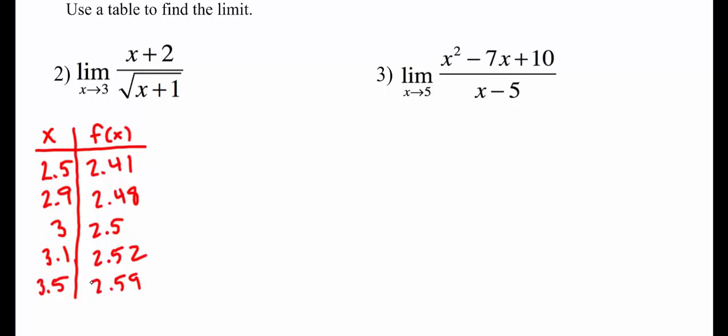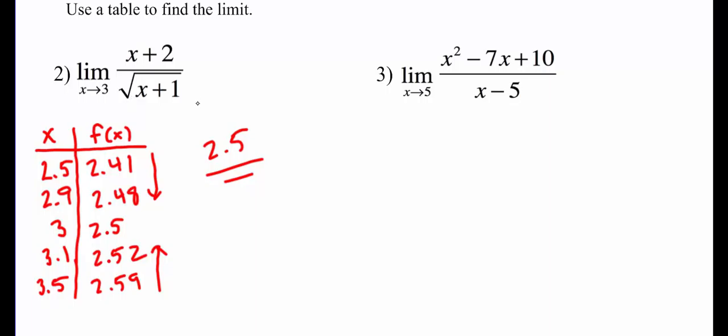Now the point of this is to say, as I approach from the right or from the left, in other words, as my x values increase, that's from the left. As they decrease, that's from the right. You can see we're headed right toward the middle here, toward 2.5. So that is our limit. It's 2.5. Okay, now in that problem, you could definitely argue it would have been simpler just to plug in 3, and you'd have 5 divided by the square root of 4, 5 halves, 2.5.